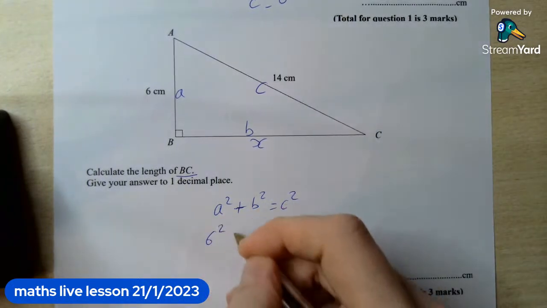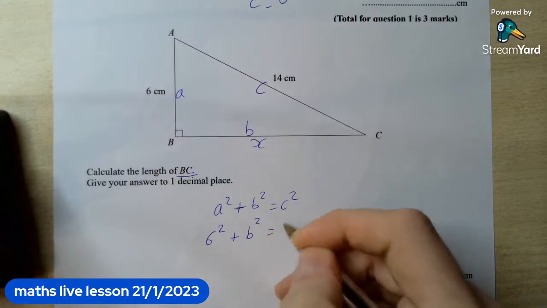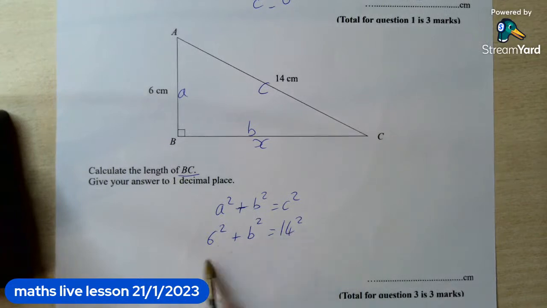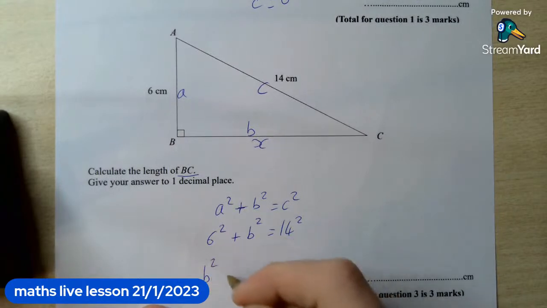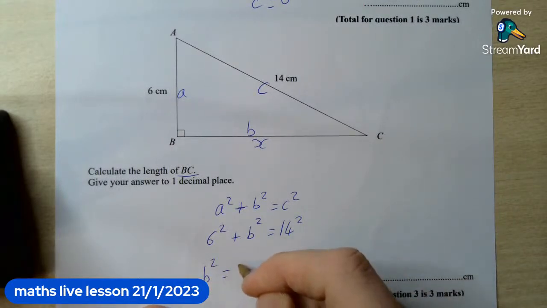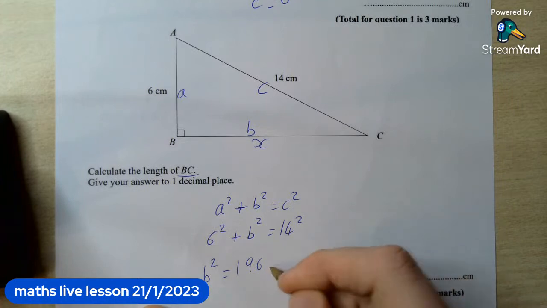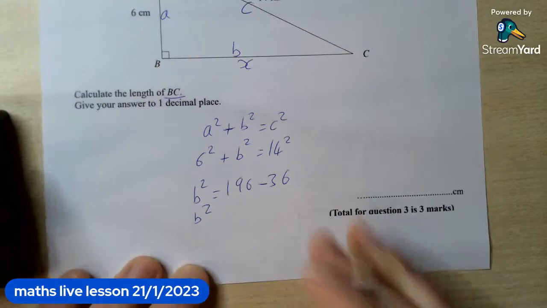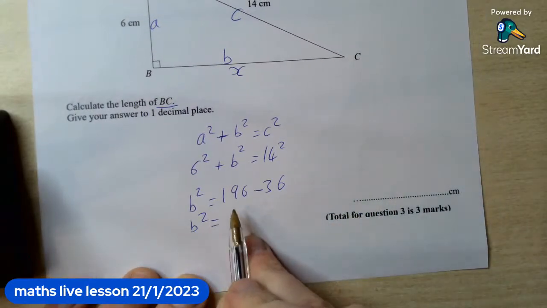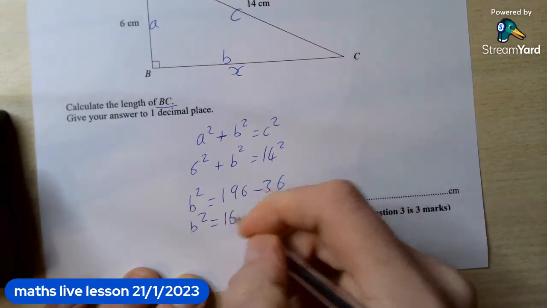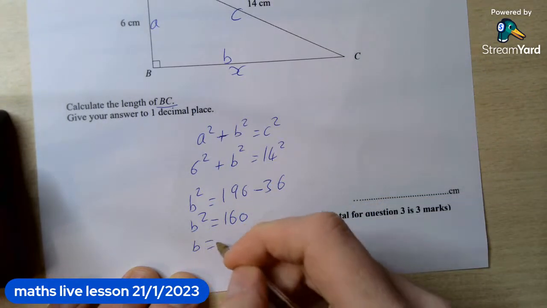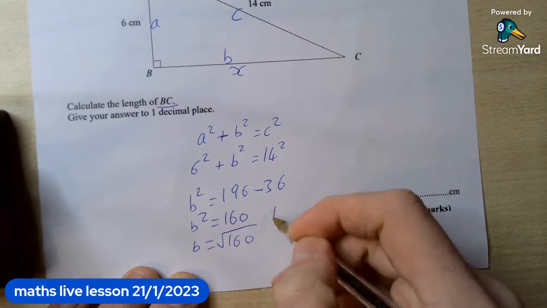So then 6 squared plus B squared equals 14 squared. So now you would start getting marks because you've put those numbers in there. Right, so then you're going to take that away from that one. So you have B squared equals, or 14 squared is 196, and 6 squared is 36. I'm moving this up a little bit more so you can see. So I'll take that away. So that'll be 160. And then you'll be square rooting that. So B equals square root of 160.